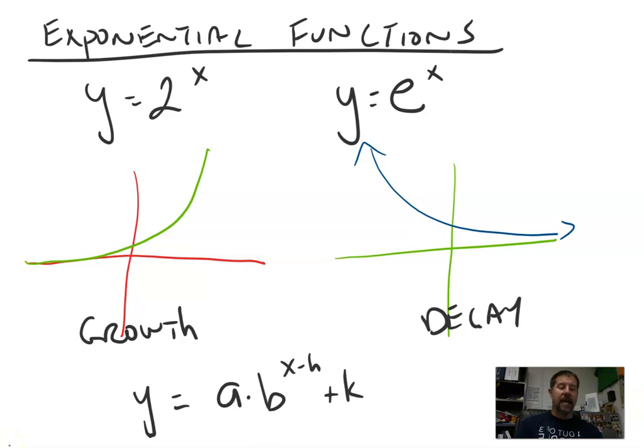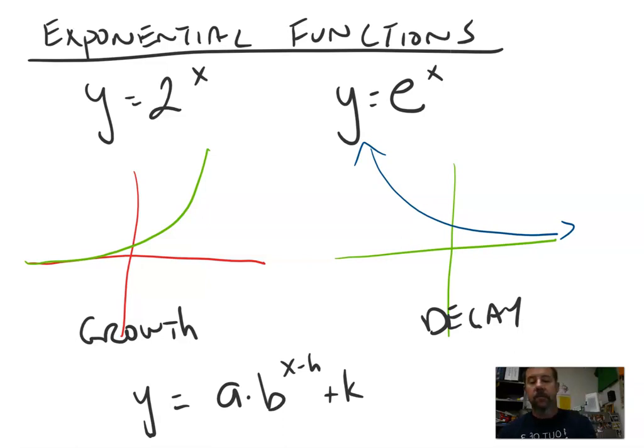If you do that, we would use our HK form to look something like this: y equals a times b to the x minus h, plus k. Where a is going to stretch or shrink your graph. b is the base, whatever base we want. But b must be greater than 0, and not equal to 1. And then the h will shift your graph left and right, and the k will shift it up and down.